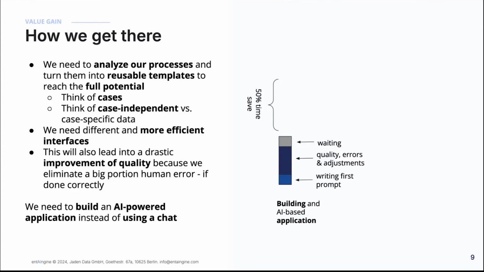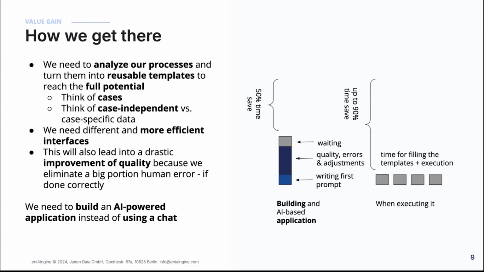So what we really need to do is build an AI-powered application instead of using a chat to do something. And this is where the real value gain looks like. Because when you do that, you have the overhead to build this application one time. And then when you execute it in many, many different cases, the only thing that you have to wait for is the execution time it actually takes to carry out the orchestration of that template, of that process that you have defined. And this is where the real value gain comes from.